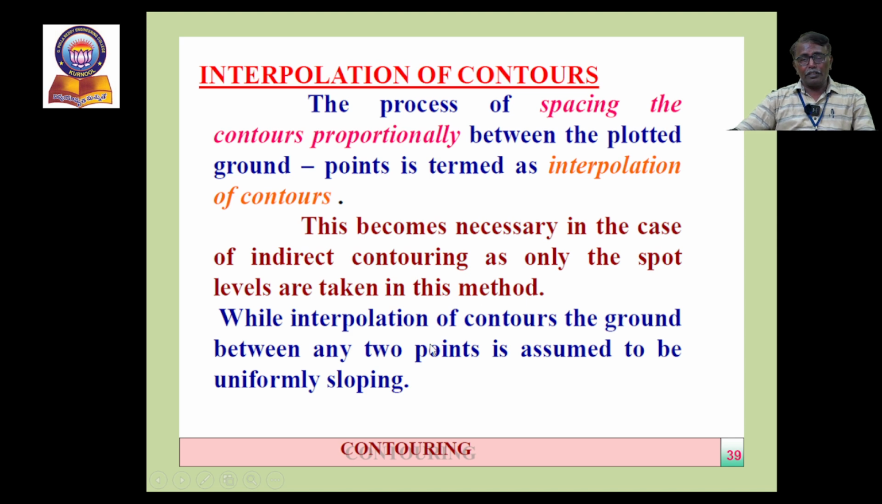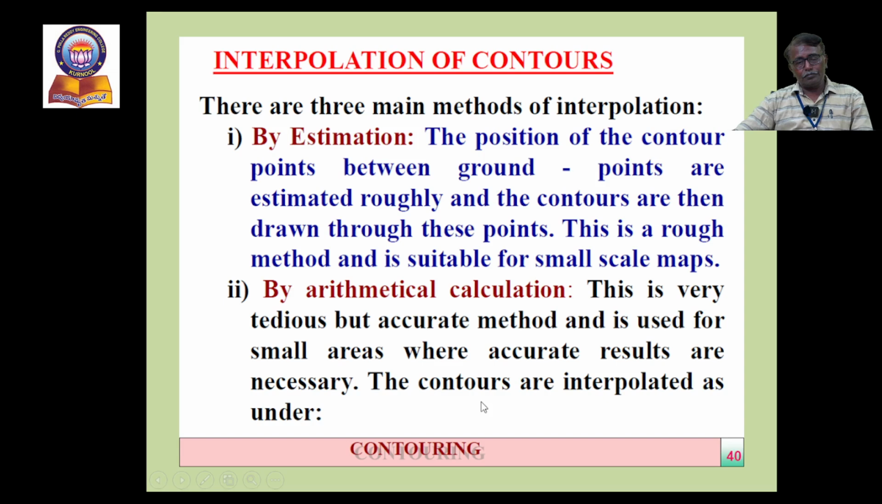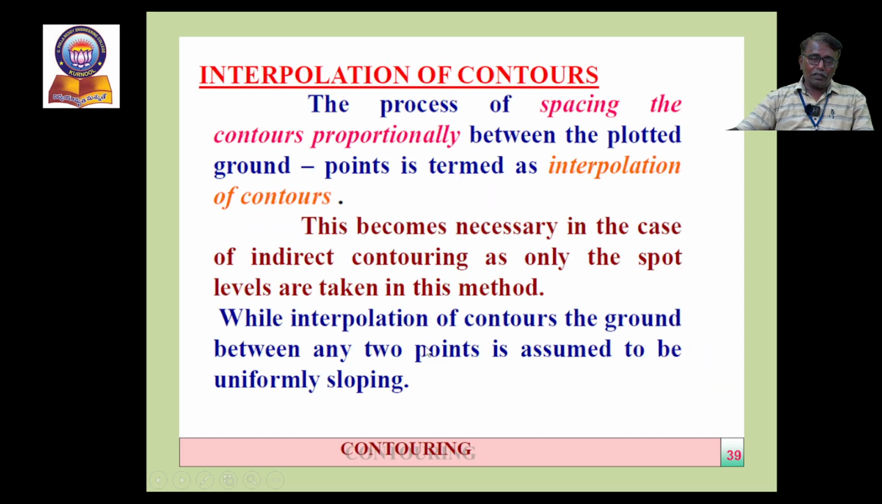While interpolating contours, the ground between any 2 points is assumed to be uniformly sloping. So here one assumption is that while interpolating, the ground between the 2 points is assumed to be uniformly sloping. Actually, it is not so in the field.